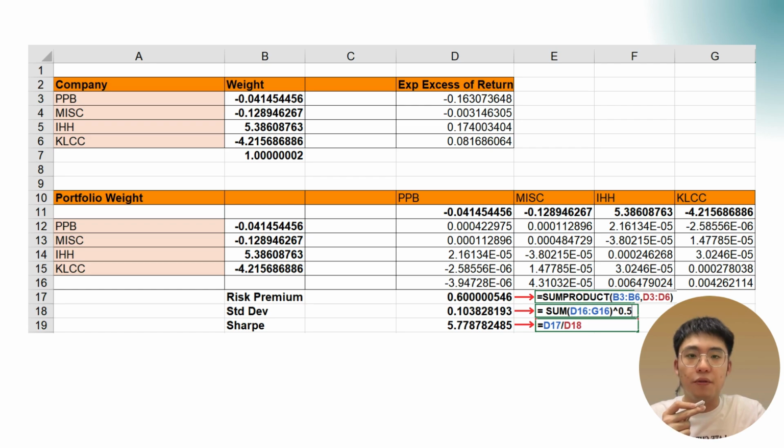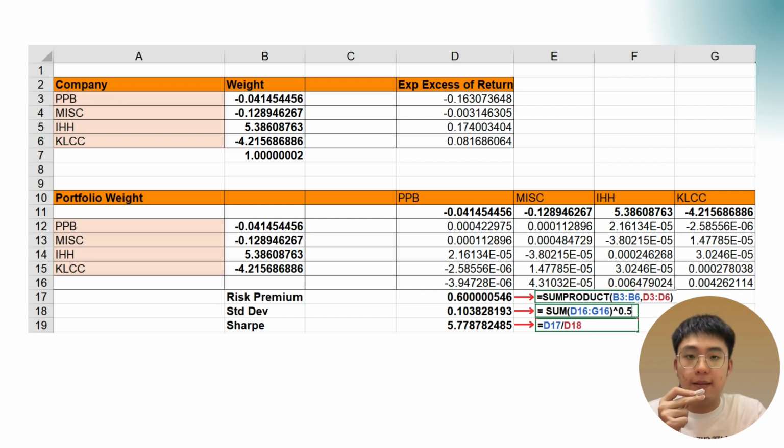Now we are going to form a covariance matrix for each of the 4 companies. For example, the value 0.000112896 is the covariance between PPB and MISC. Then we sum all the covariances in each column and sum them together, which gives us the variance of the portfolio. Then we take the square root to get the standard deviation of the portfolio.